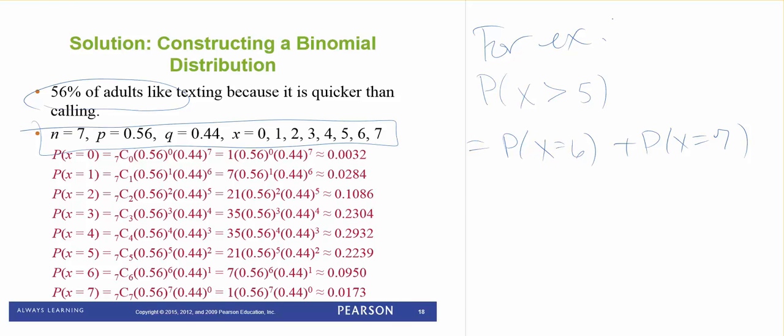This for example means I need to add these two numbers together. Okay, that's not so bad. But what if I wanted the probability that X is greater than or equal to 3? Now I've got to add all of these together. Well, adding them together is not the big deal, but finding all of those is a pain. So that's one of the reasons to use our technology. So I'll show you that in another video.